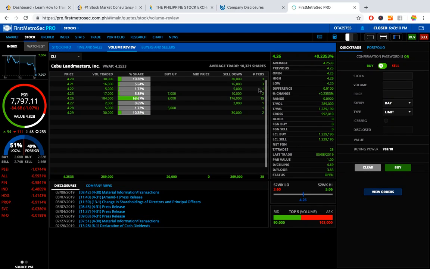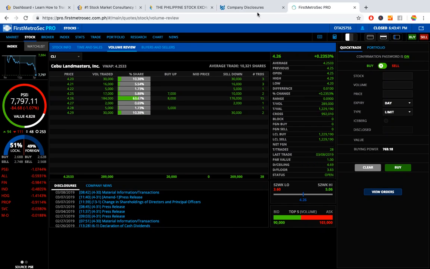So if you are interested in the name, by next week, within the first 15 to 30 minutes of trading, you watch out for 4.26. It might start again at 4.26. But if things start with a weak momentum, I would suggest you wait below 4.20. Okay, you wait below 4.20. So that's my comment regarding the volume review of CLI.